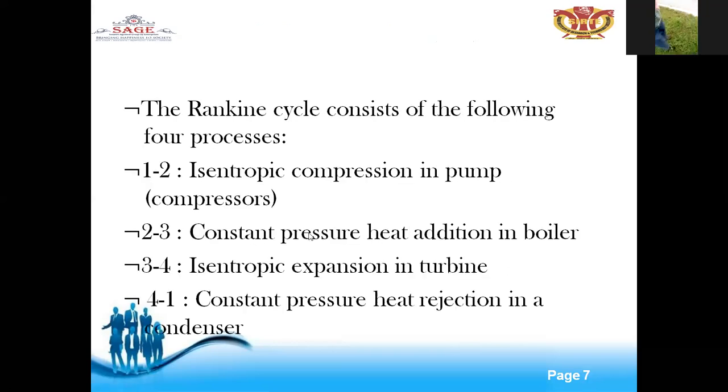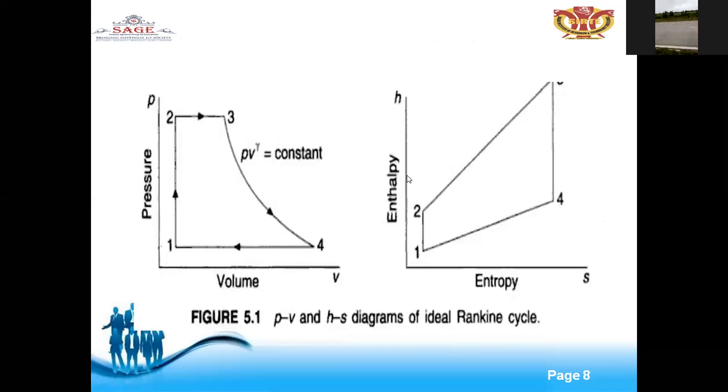The Rankine cycle consists of four processes. 1 to 2 is isentropic compression in the pump. You will find this in the diagram. 1 to 2 is the isentropic compression in the pump. 2 to 3 is the heating in the boiler. 3 to 4 is the expansion in the turbine. 4 to 1 is the exhausting or condensing process, where steam will be condensed into the liquid form.